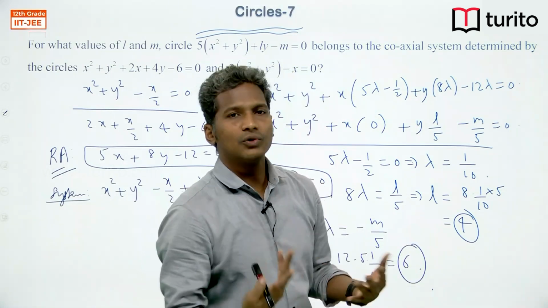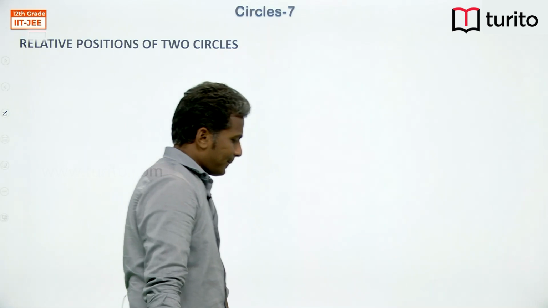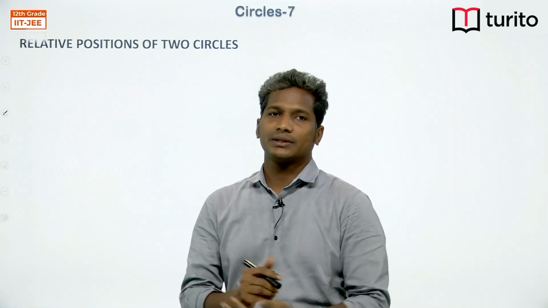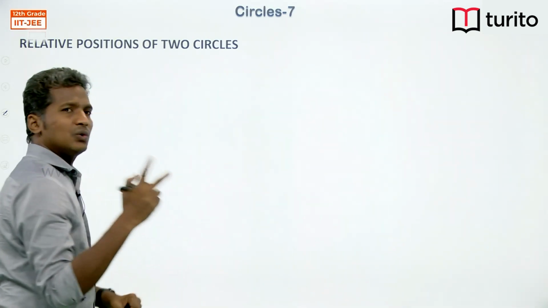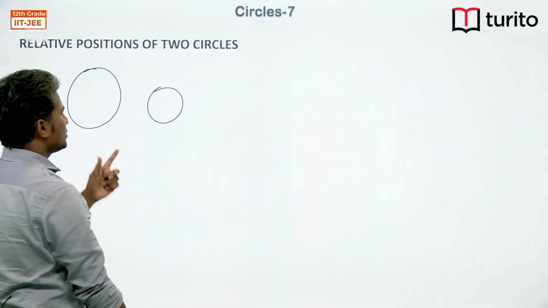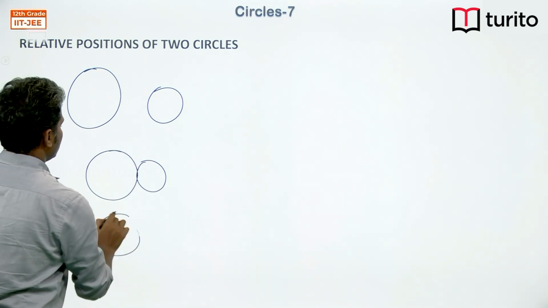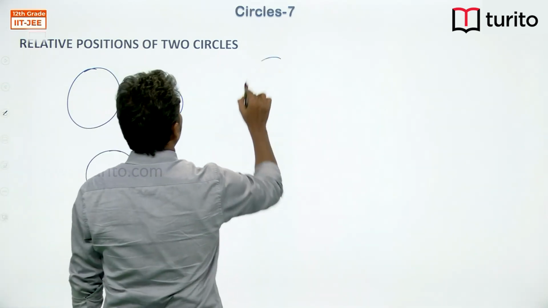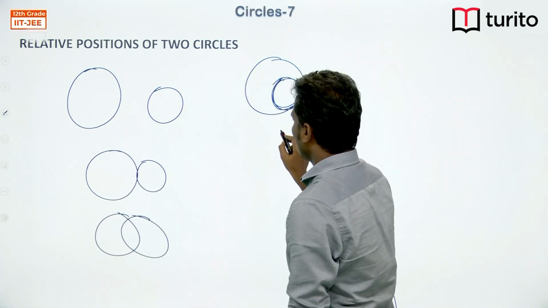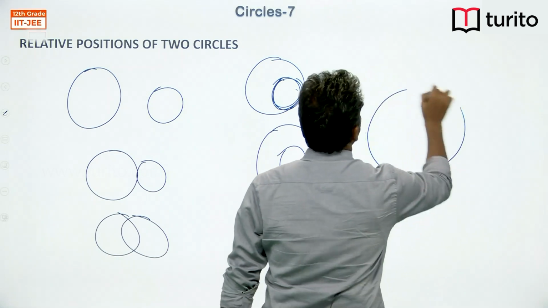Okay. Now we'll move on to the next concept, which is relative orientation of circles, or also we can call it relative position of circles. Now, let's say there are two circles. These two circles may be apart, maybe they are touching, maybe they are intersecting, or maybe they are touching internally. Here they are touching internally, or maybe one circle is inside the other circle, or maybe they are concentric circles.